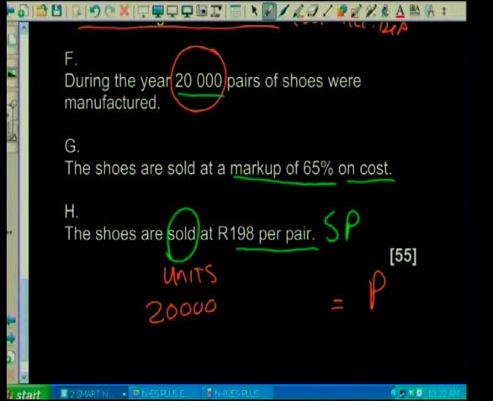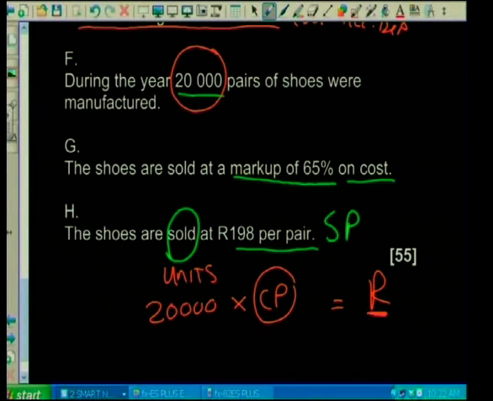I'm trying to calculate the actual cost, the Rand value. So if I take my units and multiply this by my cost price, in other words, what it cost me to manufacture one pair of shoes, I will then get the total cost of my finished goods, the total cost of shoes that were manufactured.